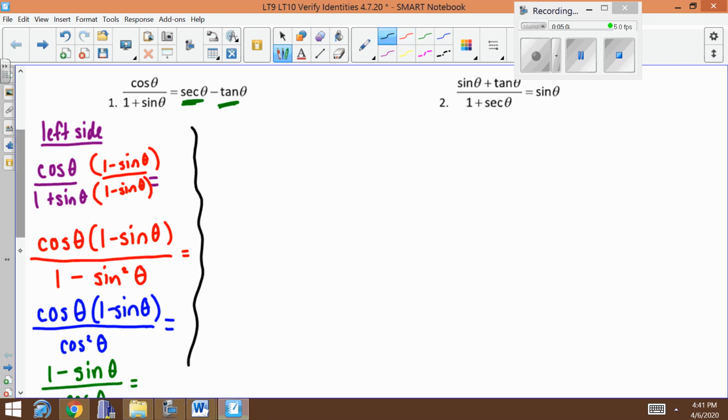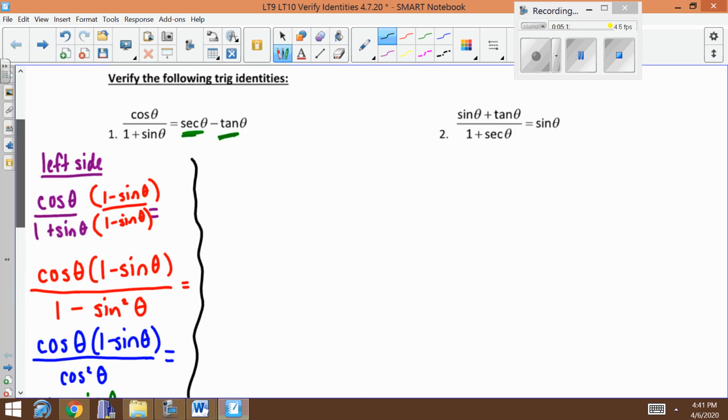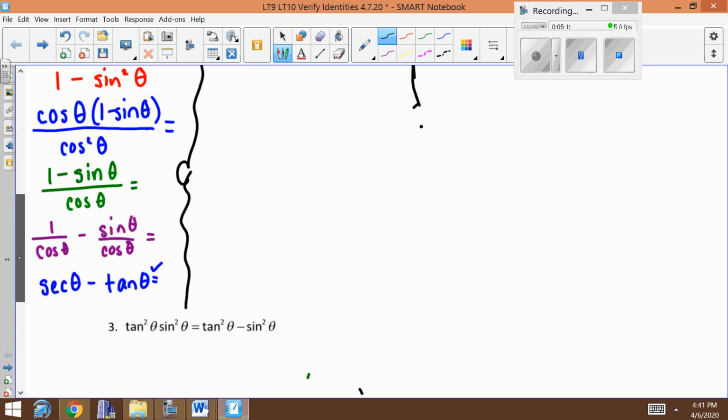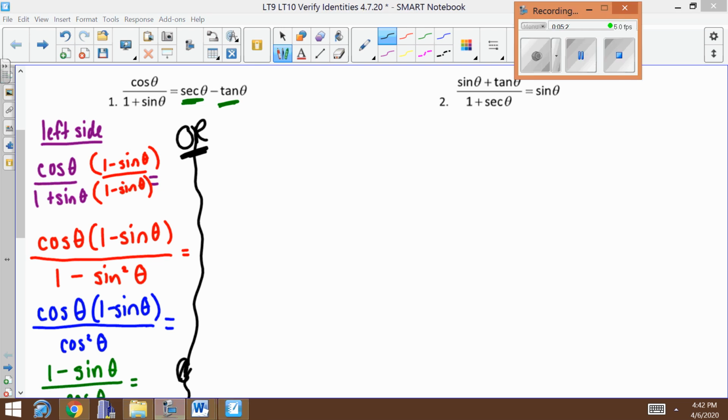Let me just go down here. You could have tackled it from the right-hand side as well. Now, do I need you to do both? Absolutely not. This is a second option for you. I'll put a big "or" on this here. Again, you don't want to do both on here. You want to just think about choosing one of them.